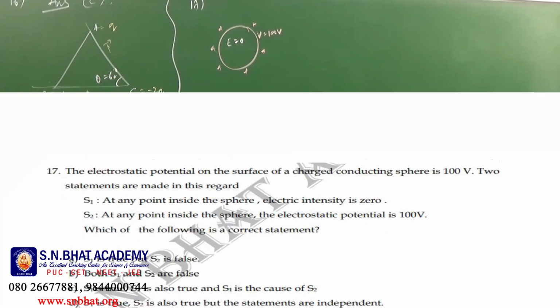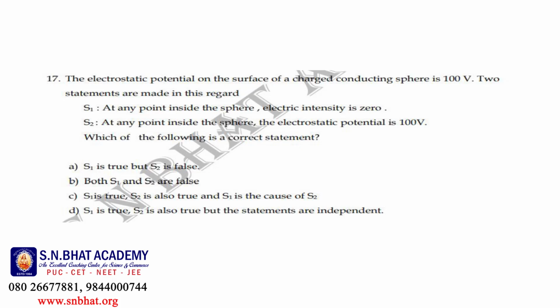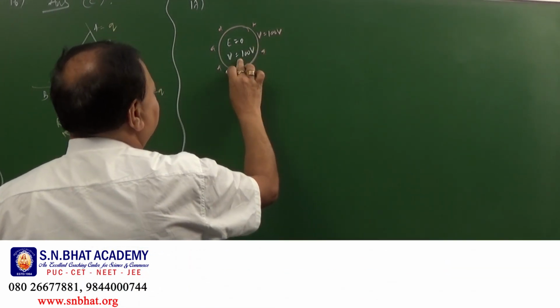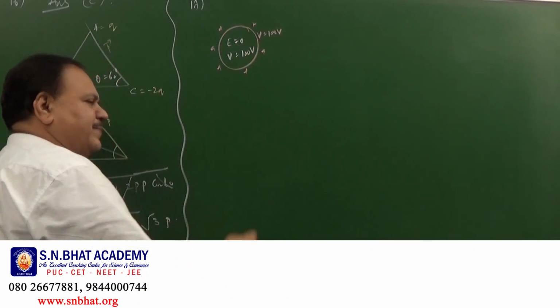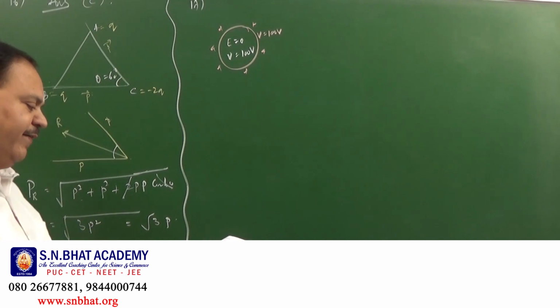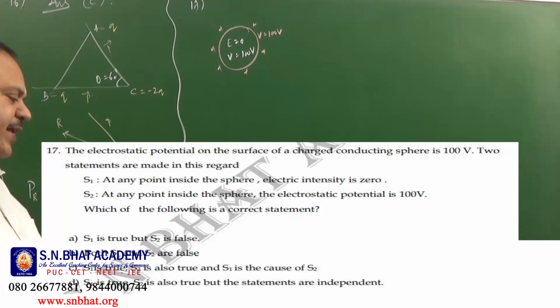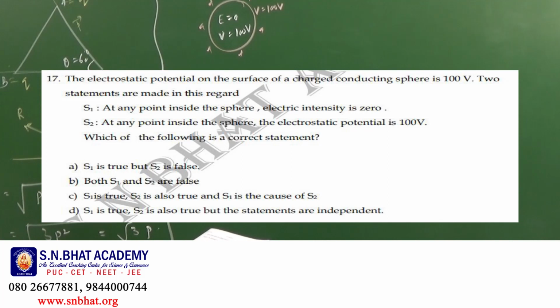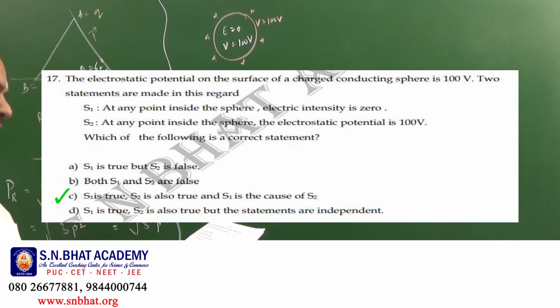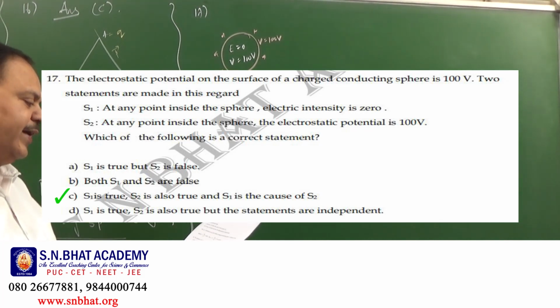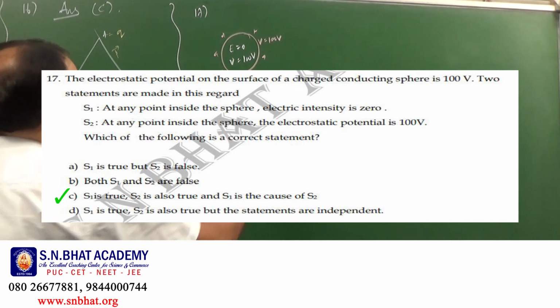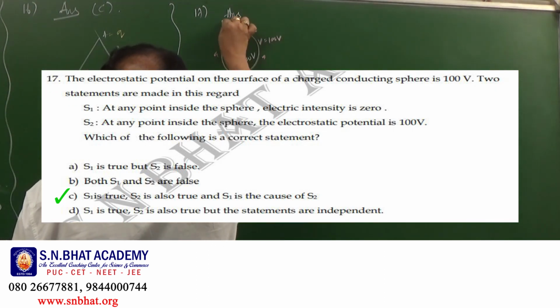The second statement says that at any point inside the sphere, electrostatic potential is 100 volt. Yes, the potential inside the charged sphere is the same as the potential on the sphere. Now which are the alternatives? A, one is true, other is false. Wrong. Both S1 and S2 are false. Wrong. S1 is true and S2 is also true, and it is the cause. Mark C. Therefore your answer for this is C.